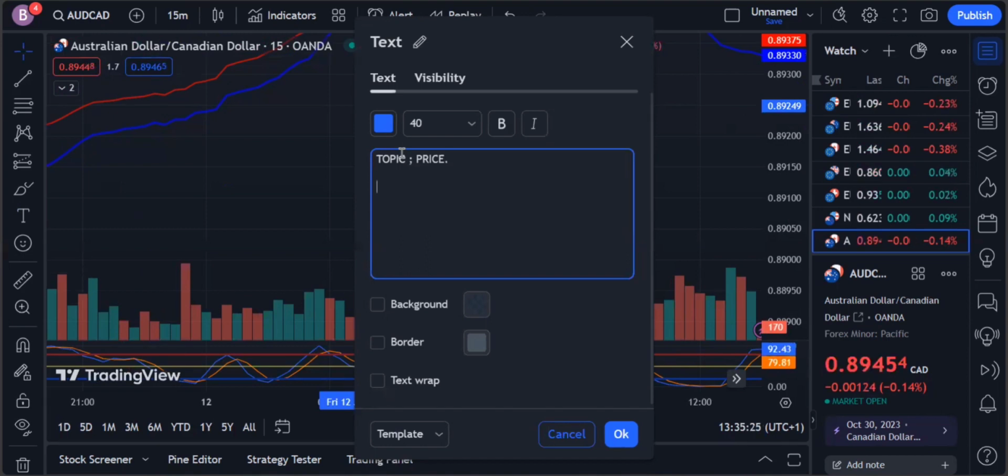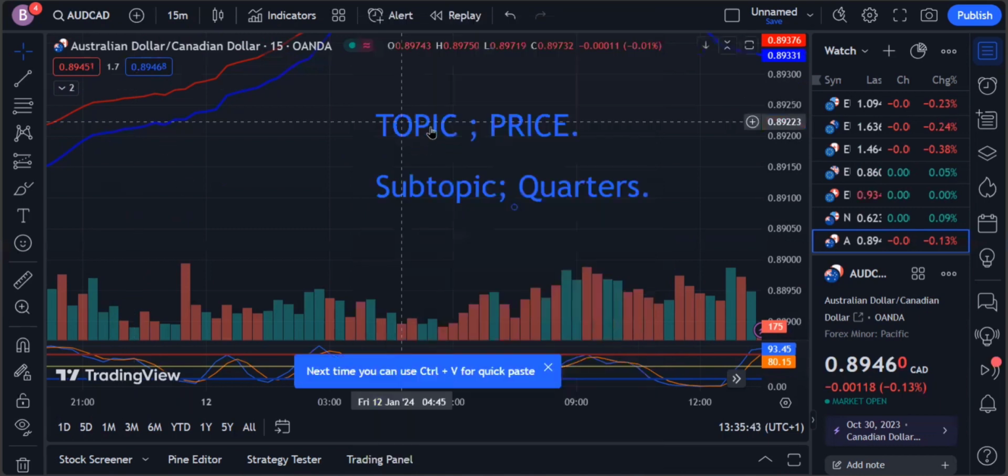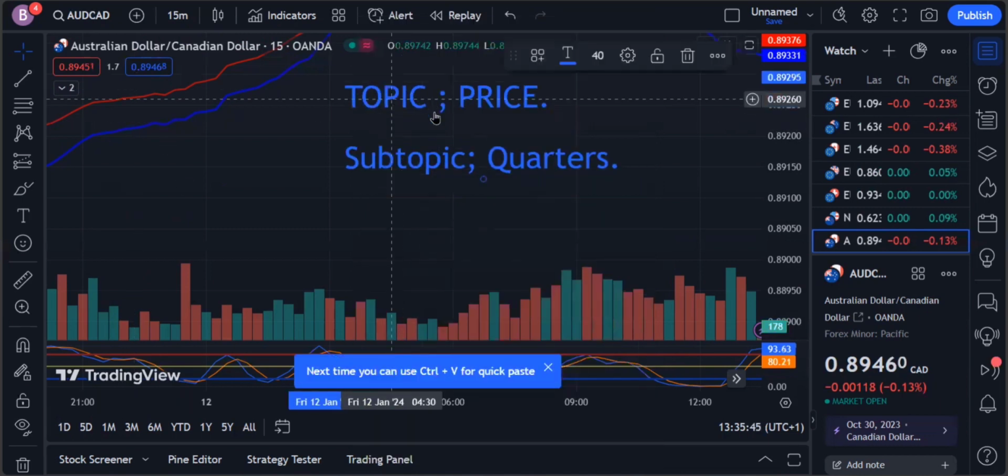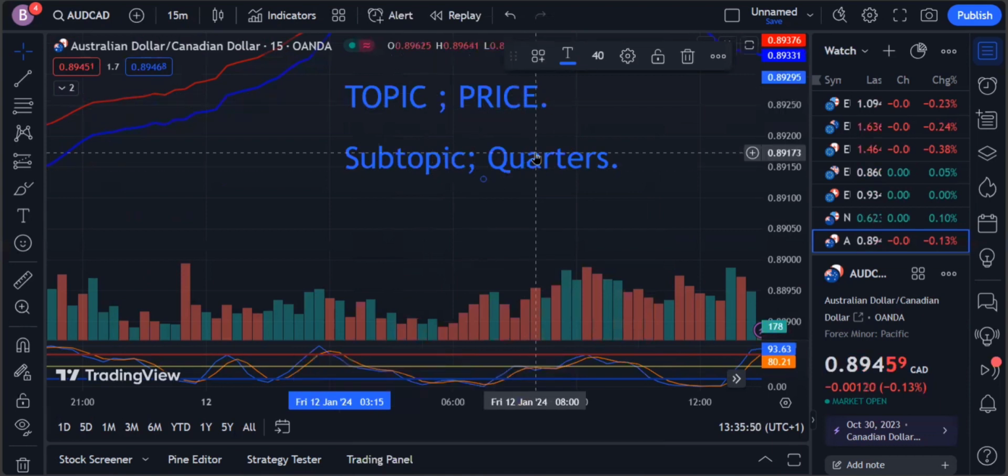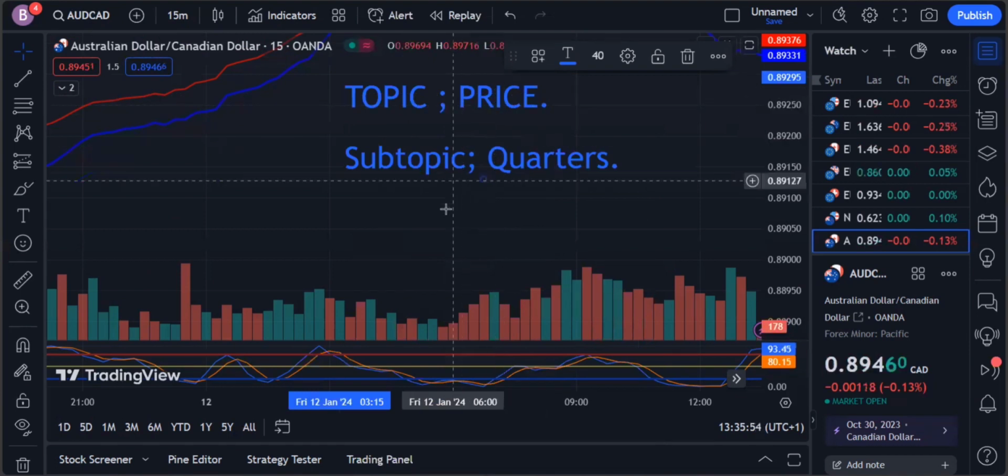Then today we are looking at a subtopic. The subtopic we call quarters. Beg your pardon, quarters. Now let's get started. Still on the basis of price, but we are looking at quarters today. You may want to jot this down or put it on your note.